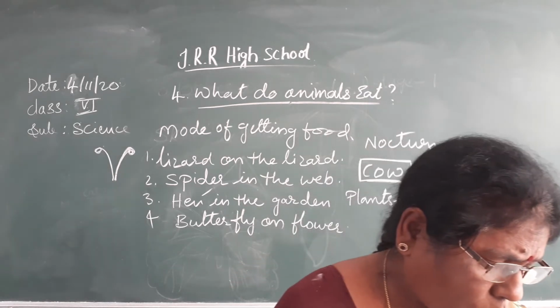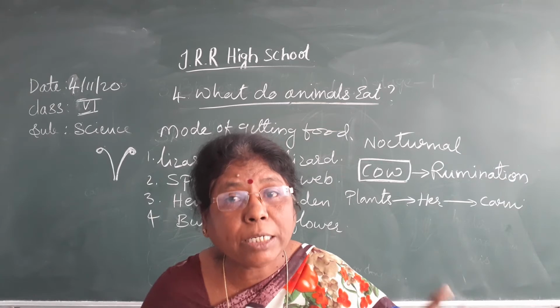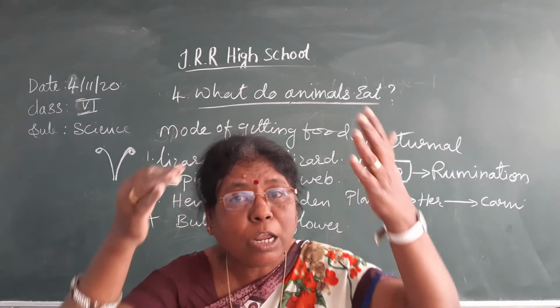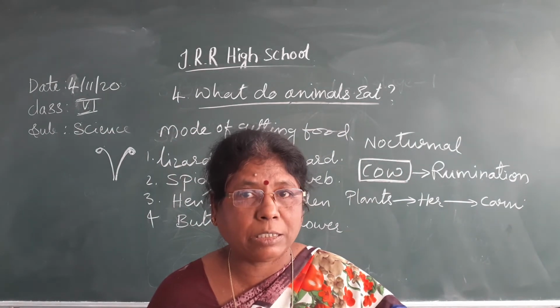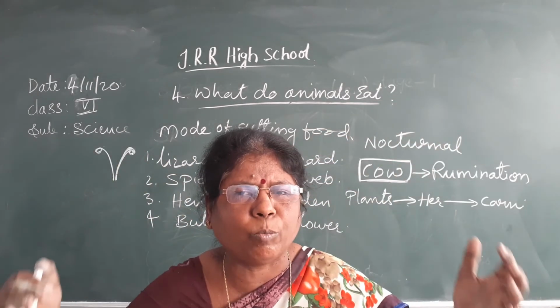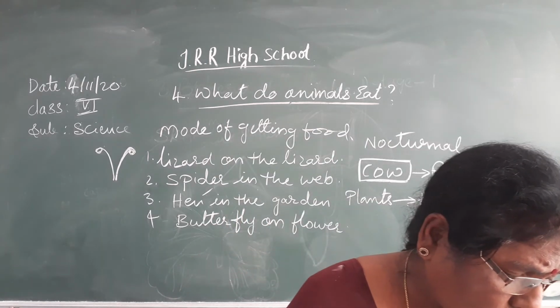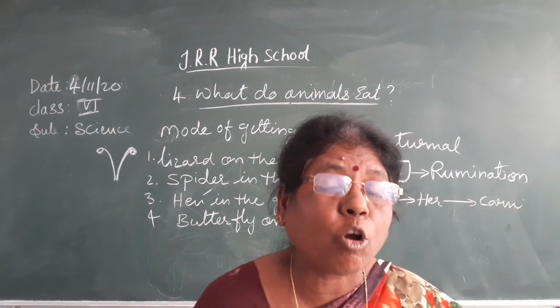Okay? So, animal colonies and food. Many animals live in huge groups called colonies. For example, elephants. More elephants will be there in one group only, isn't it? So they form huge elephant colonies.